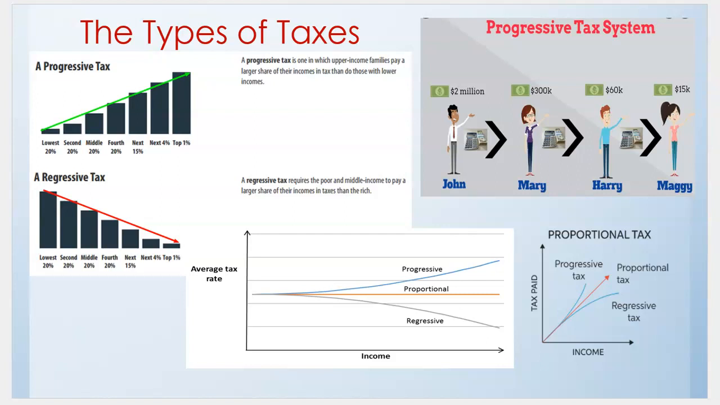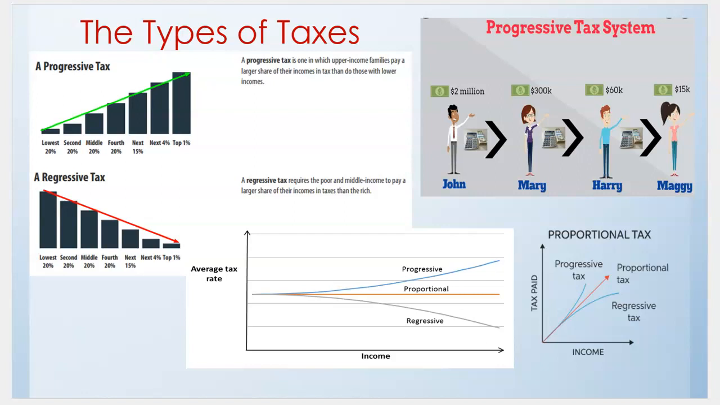Hello, wonderful people. Okay, we are on video 2 for chapter 12, and now we are going to be discussing the types of taxes that we have. There are 3 types of taxes: progressive taxes, regressive taxes, and proportional taxes.